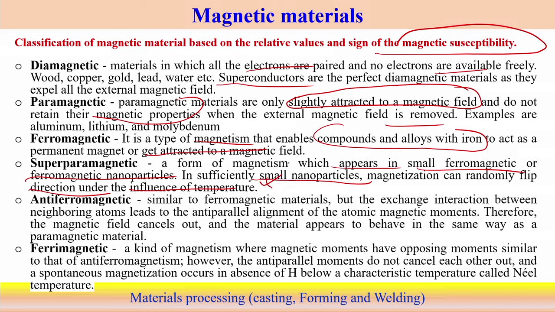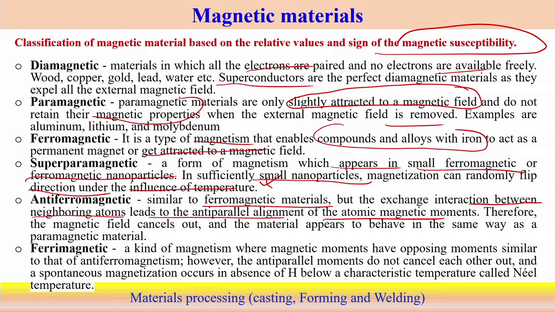So these specific properties of the superparamagnetic can be used for different modern applications. Similarly, antiferromagnetic material is similar to the ferromagnetic material in this case, but exchange interaction between the neighboring atoms leads to the anti-parallel alignment of the field. In this case, we basically represent the magnetic properties in terms of the atomic magnetic moments.